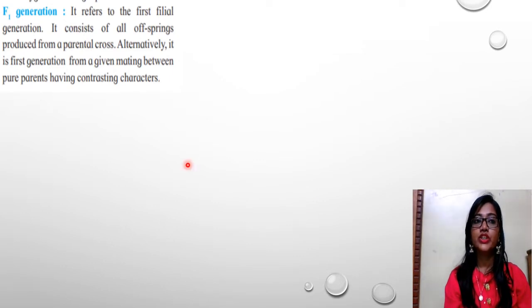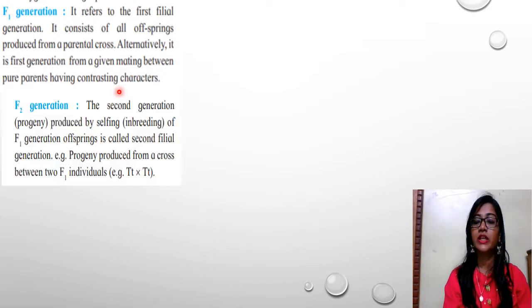What is F1 generation? It refers to the first filial generation. It consists of all offsprings produced from a parental cross. Alternatively, it is the first generation from a given mating between pure traits having contrasting characters.